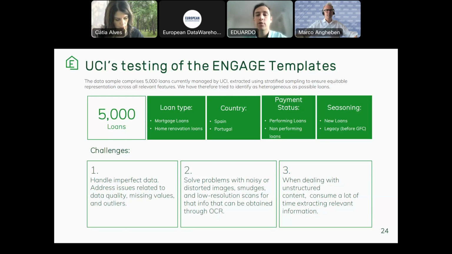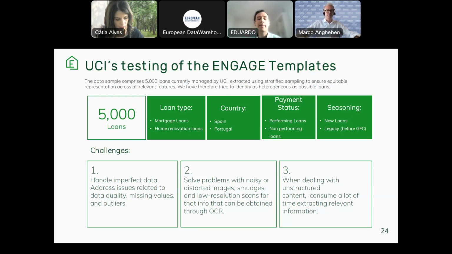Regarding the payment status, we have selected both loans that are performing and also NPLs. And regarding decisioning, we have selected loans originated during the previous years and also our legacy, the loans that were originated at the beginning of the century, or as it says there, before the great financial crisis.